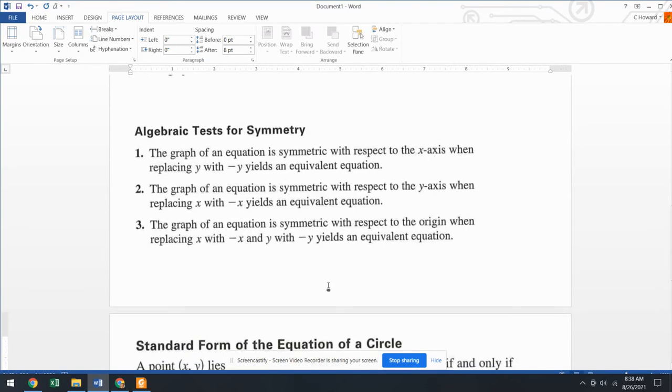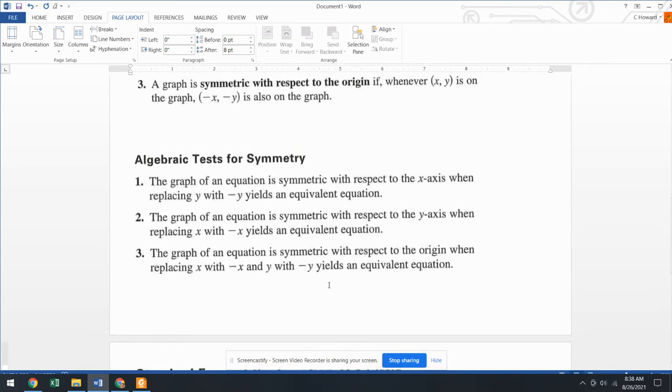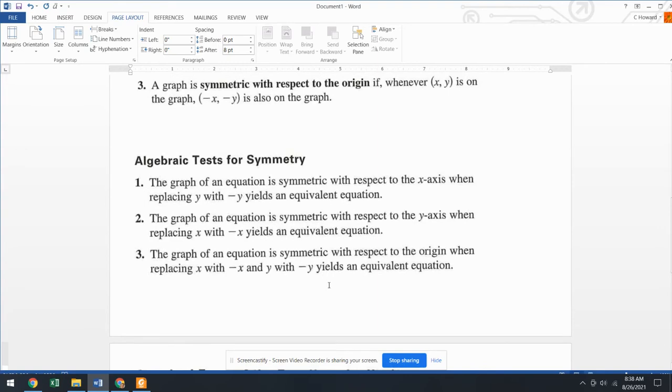This might be a little more concrete for you. This is also in the textbook, the algebraic tests for symmetry. The graph of an equation is symmetric with respect to the x-axis when you replace y with negative y. For y-axis symmetry, you'd replace x with negative x. And then to test for symmetry about the origin, you would take out the x, put in the opposite of x, take out the y, put in the opposite of y. So let's do a couple of these.